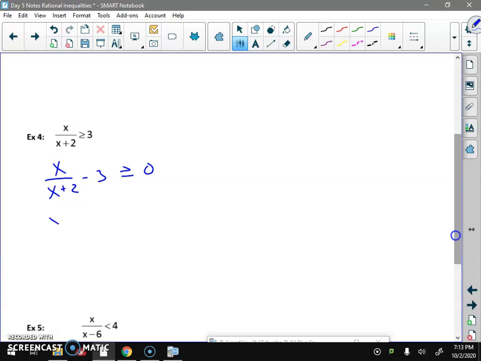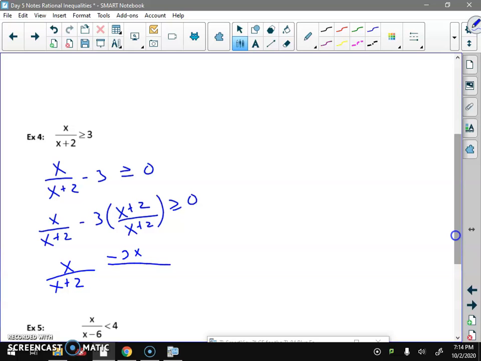That makes sense. x over x plus 2 minus 3 times x plus 2 over x plus 2. Common denominators. Let's clean this up. x over x plus 2, minus 3x minus 6 over x plus 2. By distributing through that negative, I change that to a plus. I wanted to make sure the negative got to the x and to the 2. Now we're going to clean that up. x minus 3x is -2x minus 6, all over x plus 2, is greater than or equal to 0.